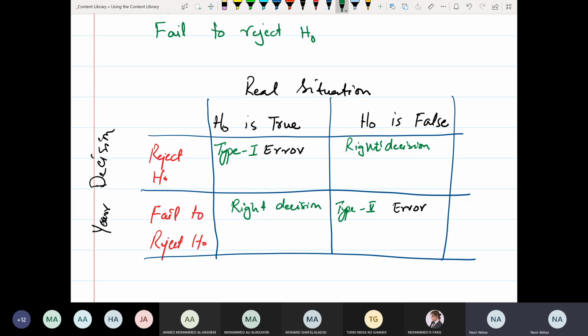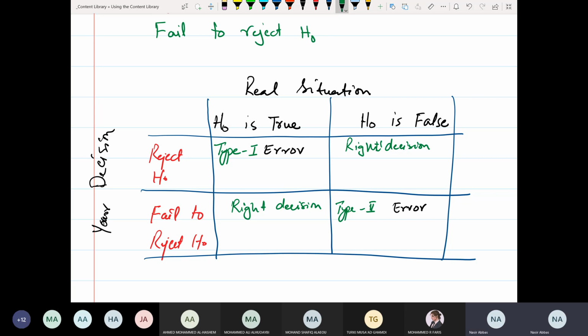Type 1 error is what? Type 1 error is a kind of error where an innocent H0 is in front of you and you declare it a criminal. H0 was innocent, it was true, but you declared it a criminal. And type 2 error is a kind of error where H0, a criminal, is standing in front of you and you failed to say that he is a criminal.